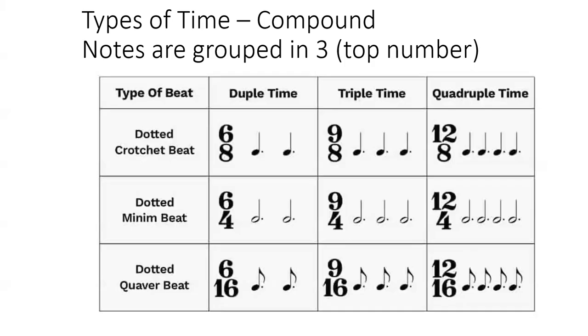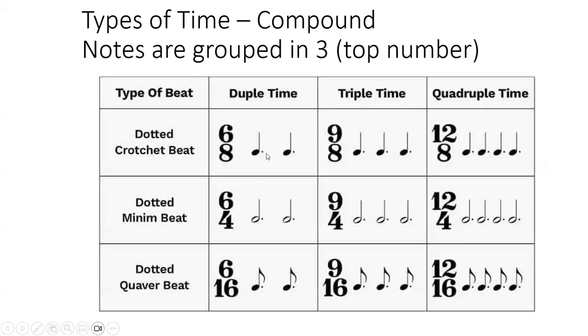Even if the number at the bottom is a 4, which is a crotchet, the top number is still divisible by 3. So 6/4 would still be compound time, because 6 is divisible by 3. This is how you group 6 crotchets in a bar. The top number is divisible by 3, so it's compound time, and each beat of the bar can contain 3 notes.